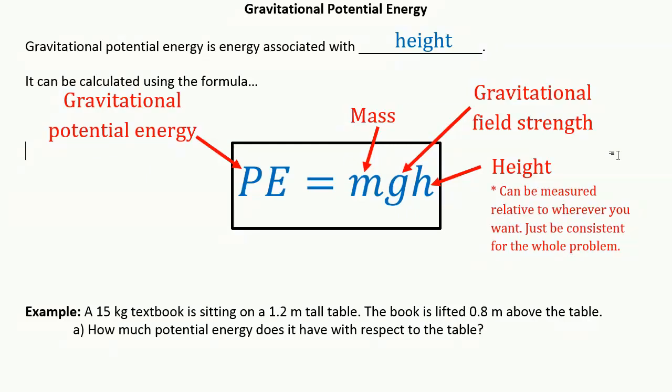Now let's look at the units of this equation. So as we're used to, mass is in kilograms. The gravitational field strength, little g, is in newtons per kilogram. And height is going to be in meters. Makes sense. Now, the units of gravitational potential energy I can get if I multiply all of these together. So it's going to be kilograms times newtons per kilogram times meters.